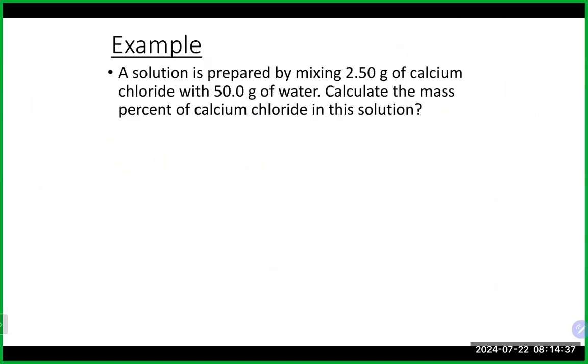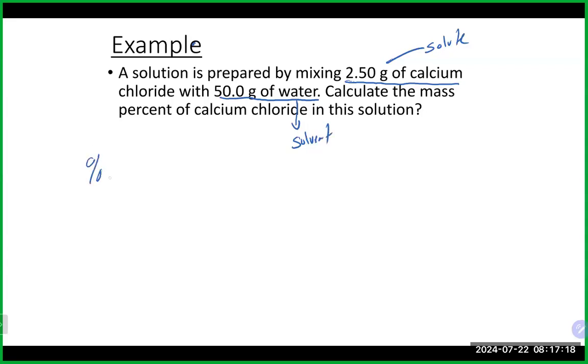All right, so why don't you try one here? A solution is prepared by mixing 2.5 grams of calcium chloride with 50 grams of water. What is the percent? Take a look. We have a solution prepared by taking 2.5 grams of calcium chloride with 50 grams of water. So once again, this is the smaller part of their solution, which would be our solute. This water here would be our solvent in this case, which is the larger part.